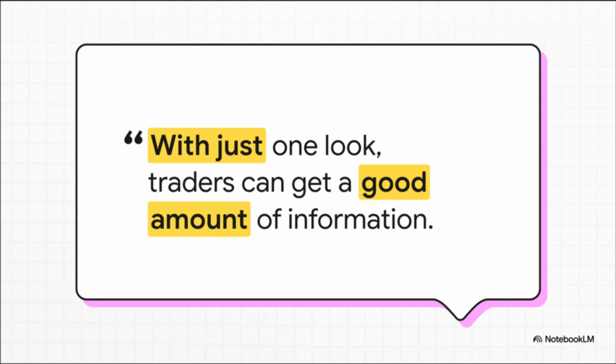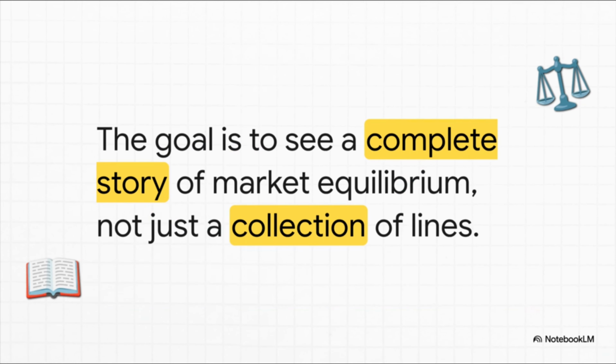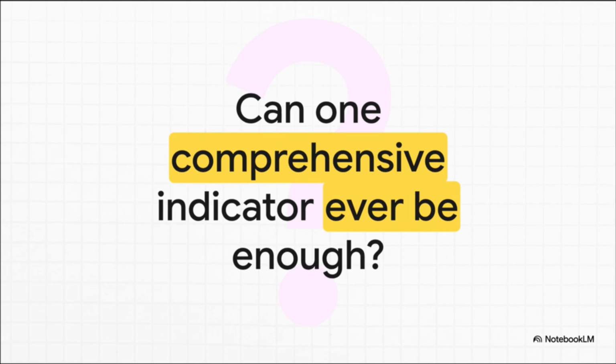And that brings us right back to where we started, the core idea, getting a massive amount of information in a single look. Ultimately, the goal here isn't just to look at a bunch of lines on a chart. It's to see the complete story that they're telling together, the story of the market's equilibrium. It's about understanding the market's balance or its imbalance so you can make smarter decisions. And that leaves us with one last really important question.